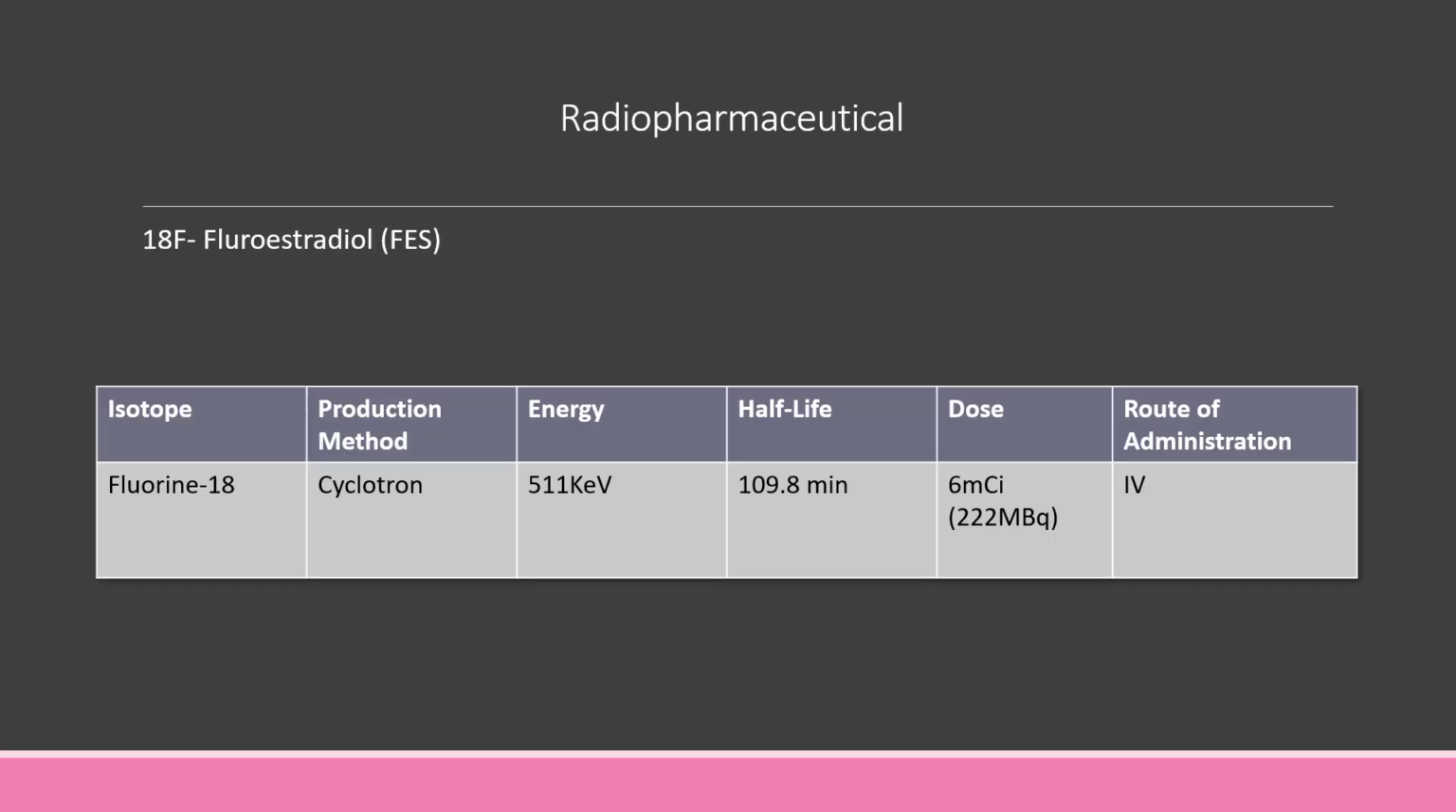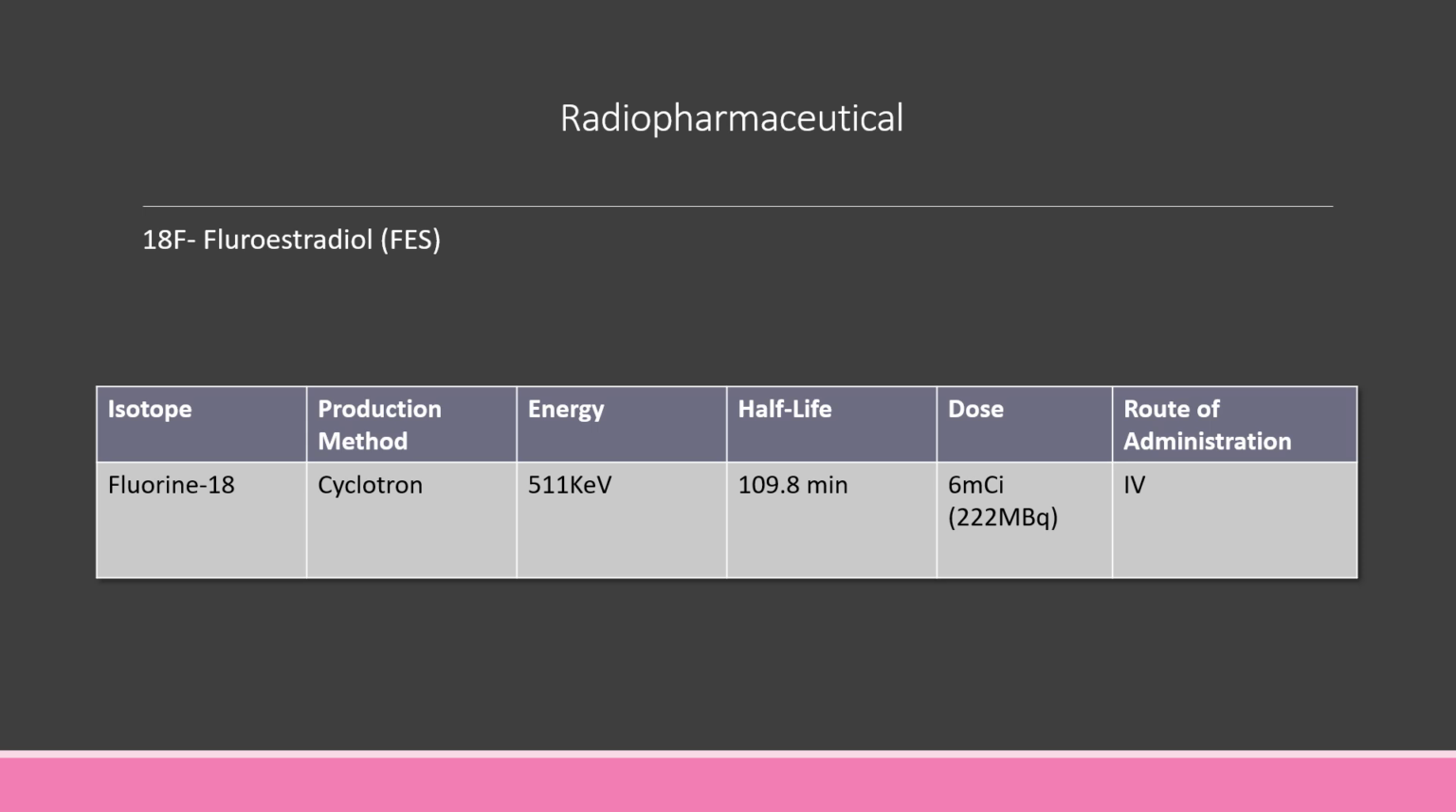The radiopharmaceutical is F18 fluoroestradiol, also referred to as FES or trade name Cerianna. So the F18 portion is a cyclotron produced radionuclide. Energy is 511 keV, but it decays by positron to stable oxygen 18. So we'll refer to it from here on out as FES.